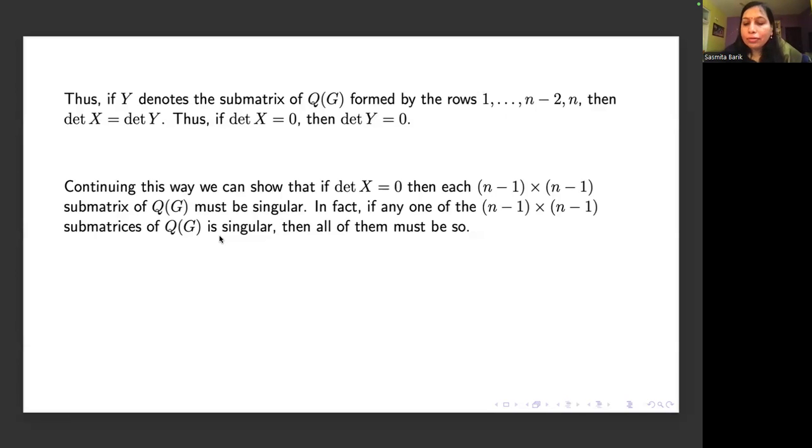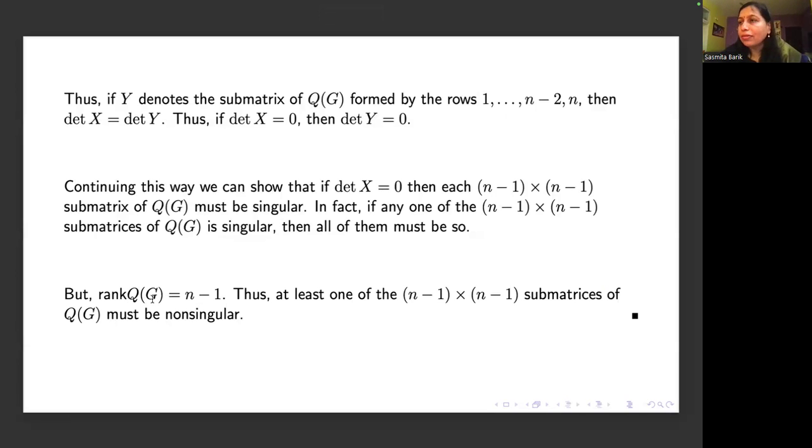But that's not true, because the rank of Q_G is n minus 1. So at least one of the n minus 1 cross n minus 1 submatrices must be non-singular. That means the determinant of X is also not 0, and every submatrix has a non-zero determinant. So this is the proof that if you take any submatrix of size n minus 1, then the determinant cannot be 0. So it will be plus 1 or minus 1. So you got it, or should I repeat?